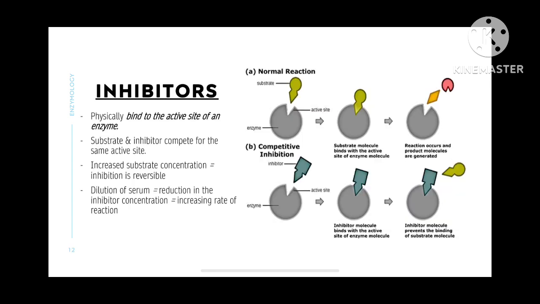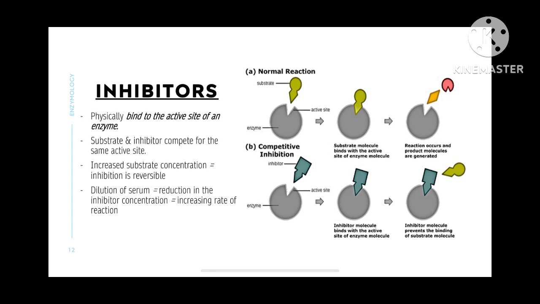The fourth factor that could affect enzymatic reactions would be inhibitors. Reactions may not progress normally if a particular substance, such as inhibitors, interferes with the reaction. There are actually three different types of inhibitors: competitive, non-competitive, and uncompetitive inhibition. For competitive inhibition, these inhibitors physically bind to the active site of an enzyme and they compete with the substrate for the active site.